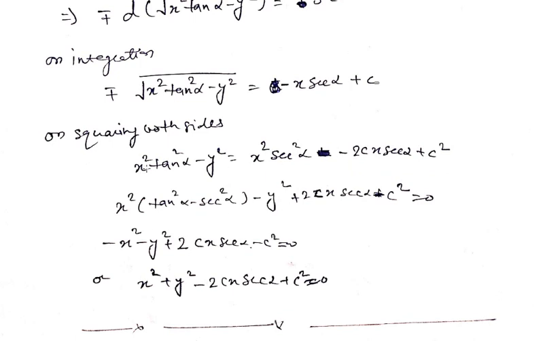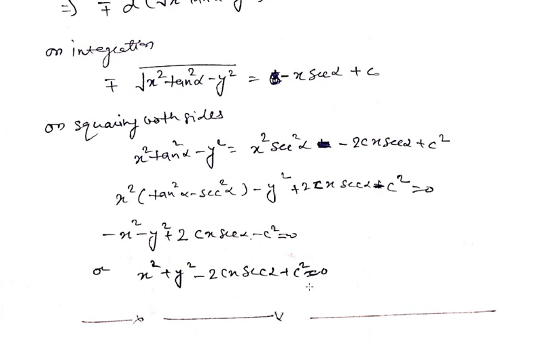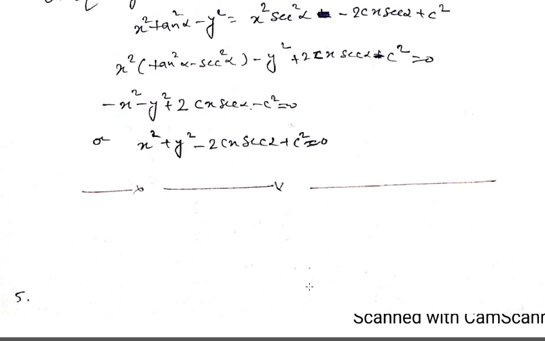taking x square sec square alpha into the left hand part, we get x square tan square alpha minus sec square alpha. Tan square alpha minus sec square alpha is minus 1. So it becomes minus x square minus y square plus 2cx sec alpha minus c square. Or it can be written in the form x square plus y square minus 2cx sec alpha plus c square equals to 0. So that's all about how to use the solvable for P method to solve first order but not of first degree.